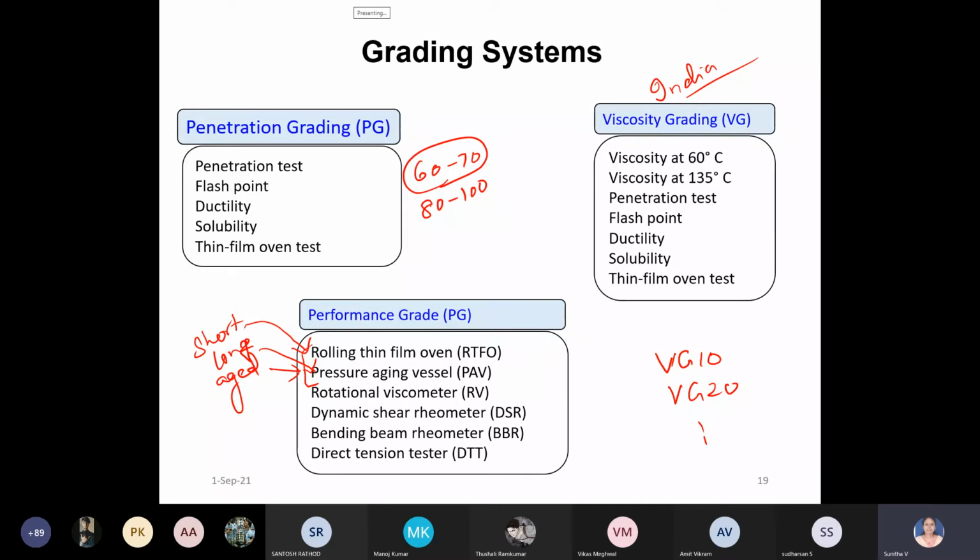The pressure aging vessel test is done for long-term aging. Even after constructing the road, it's subjected to environmental conditions, right? So after 10 or 15 years, what will be the properties of the bitumen? That is found using the pressure aging vessel. So these tests are required for PG grading, performance grading of bitumen.